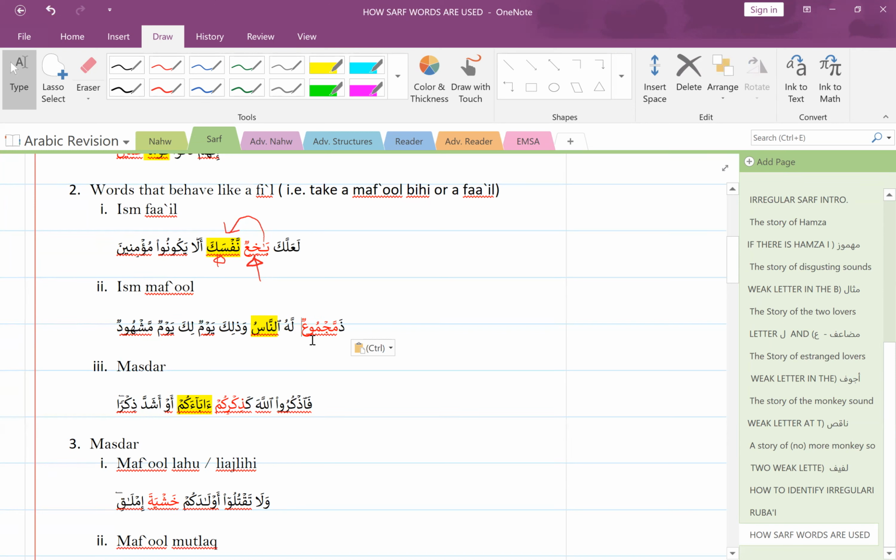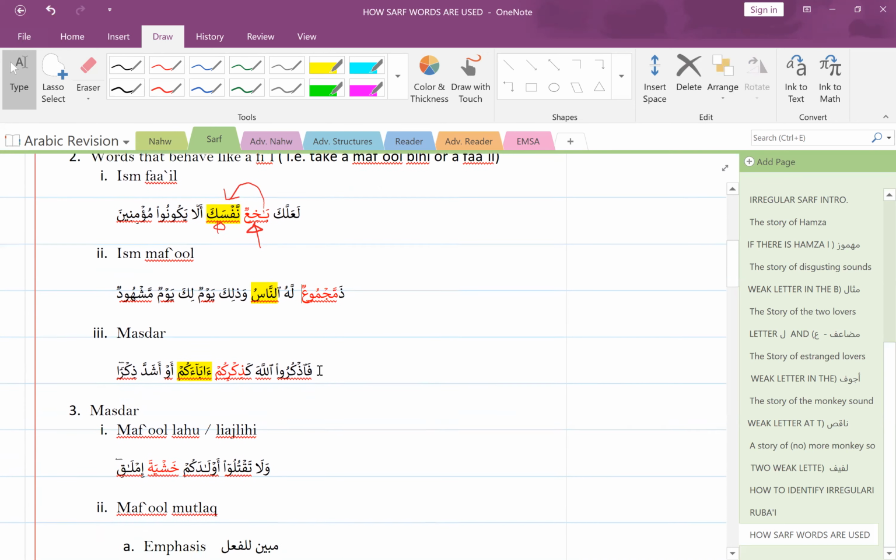So of course يوم مجموع is a موصوف and صفة there, but also مجموع له الناس. So the people are the ones who are going to be gathered on that day. So مجموع means the thing being gathered. But here you see it's taking an outside dua, الناس. Who are the things that are going to be gathered on that day? The people. Sorry, not a fa'il, but a naibul fa'il in this case. So مجموع له الناس.